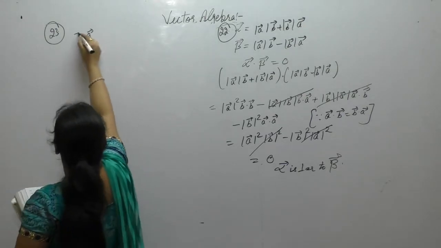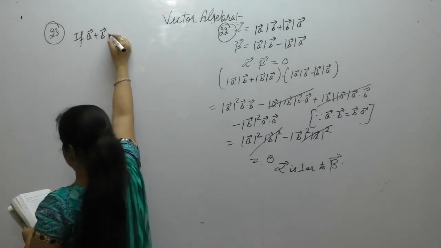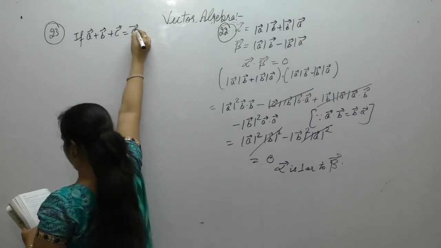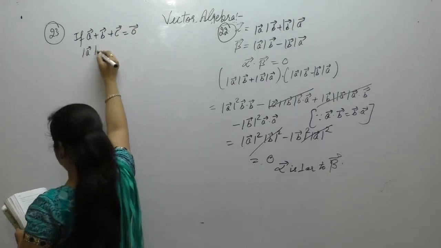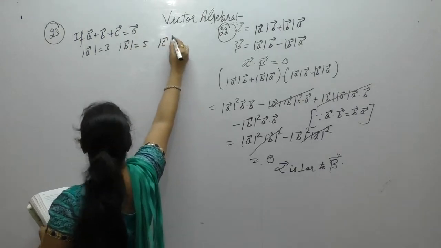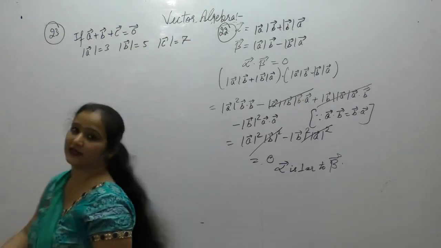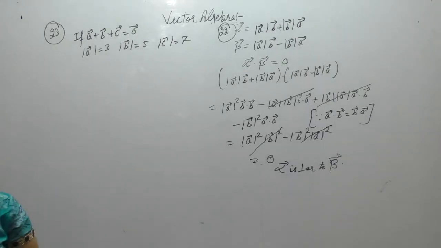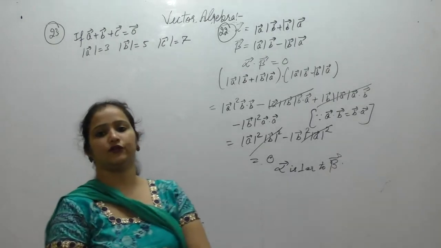If A vector plus B vector plus C vector is equal to 0 vector, modulus of A is 3, modulus of B is 5, modulus of C is 7. Find the angle between A and B. Now we have to find the angle.